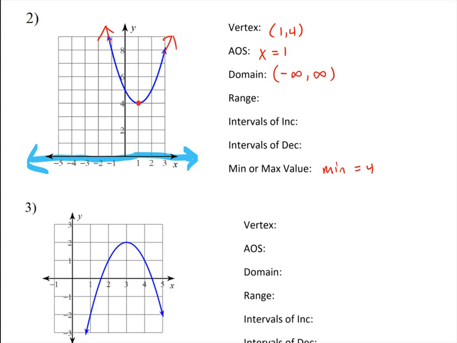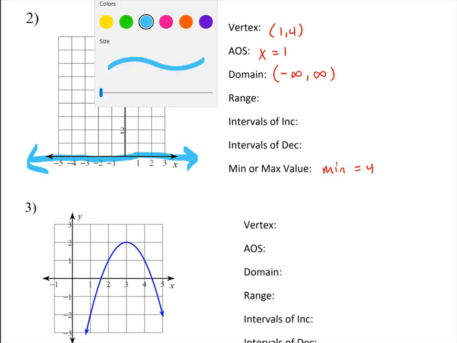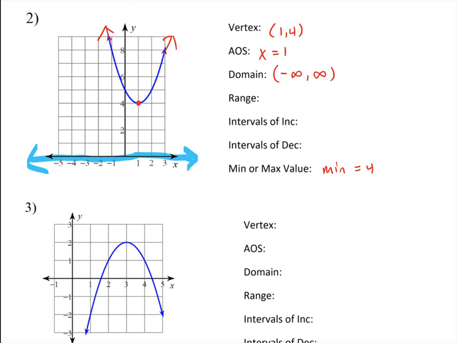What about the range? What's the lowest to the highest it goes? Well, the lowest the graph goes is right here at 4. Then the highest it goes, well, it goes up forever.